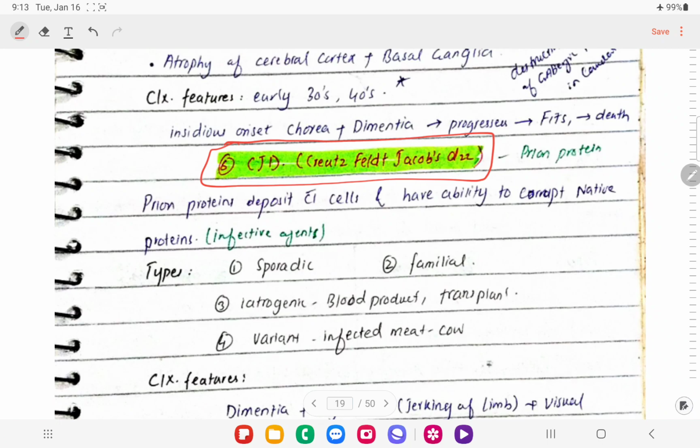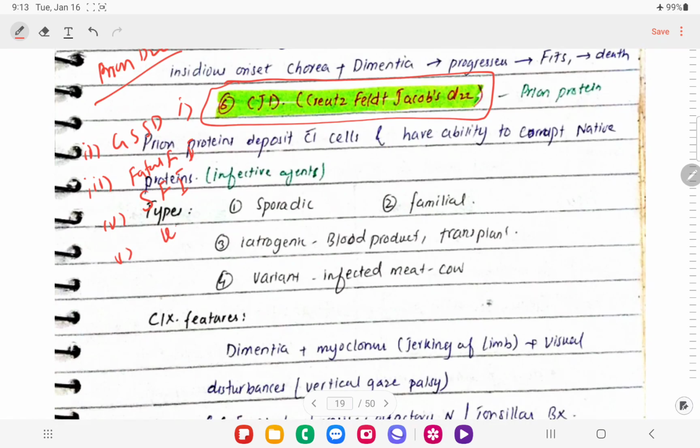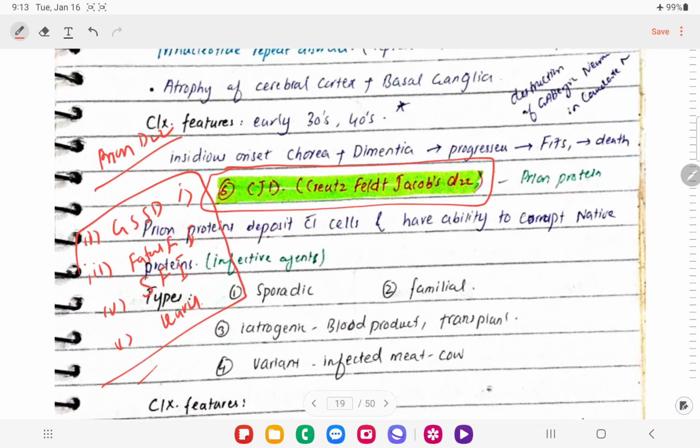Actually, this is one of the parts of prion disease. So we have various types of prion diseases, right? The first one is CJD. The second one is Gerstmann-Straussler-Scheinker disease, right? The third is fatal familial insomnia, and the fourth one is sporadic fatal insomnia, right? And the fifth one is Kuru disease. So these are the five types of prion disease. We're just going to discuss CJD, so let's talk about CJD.